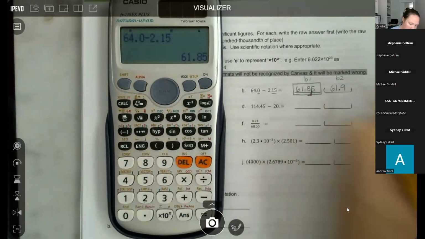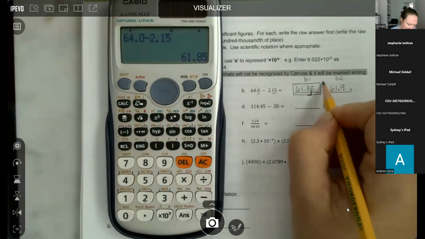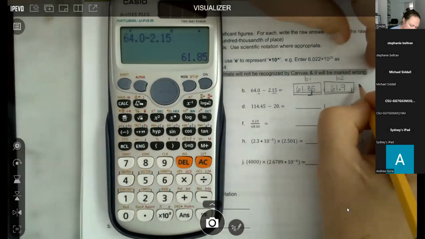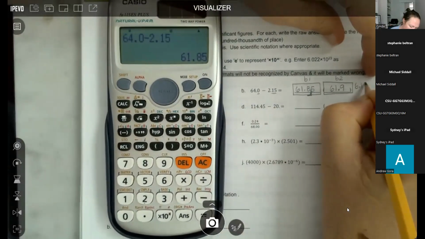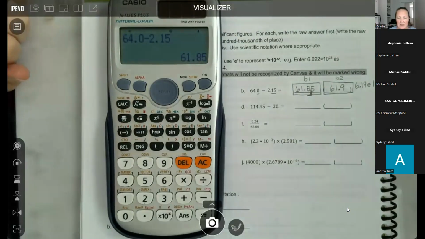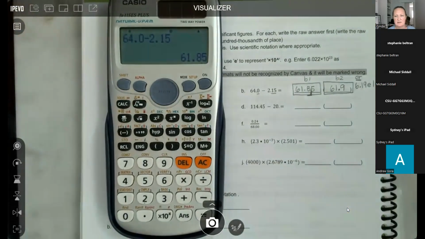So I'm going to put 61.9. Now, for any of these, you can also put the answer into Canvas in scientific notation. So you can put in 61.9, and that will be a correct answer. You can also put it in as 6.19 e to the 1. That would be how you convert that to scientific notation. Both of these are inputted into Canvas as correct answers.